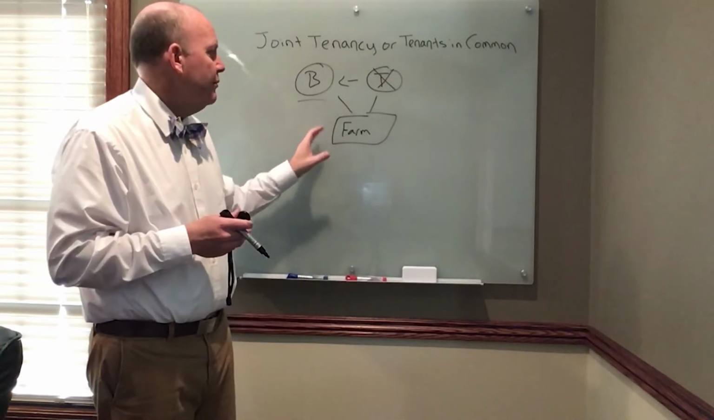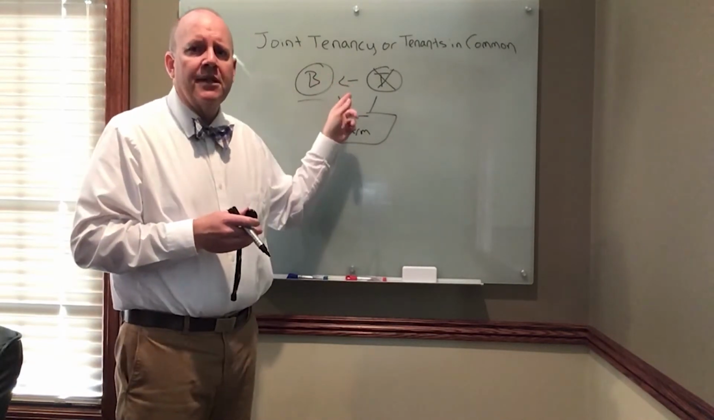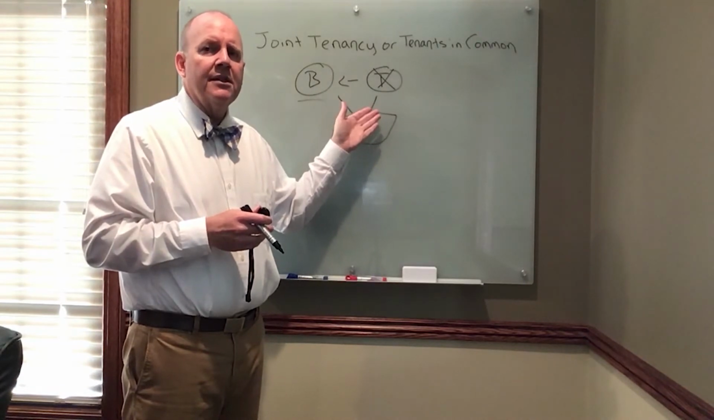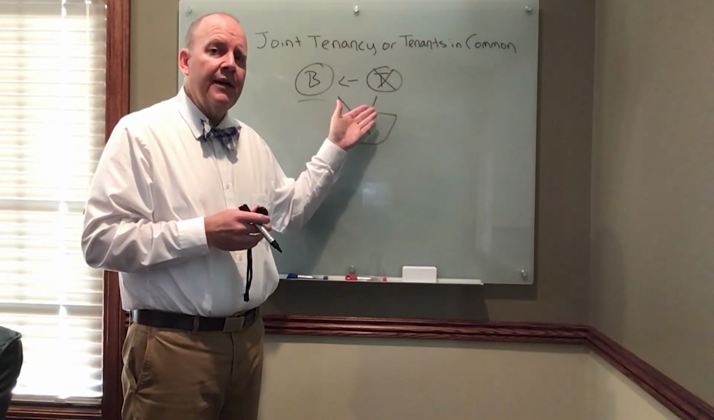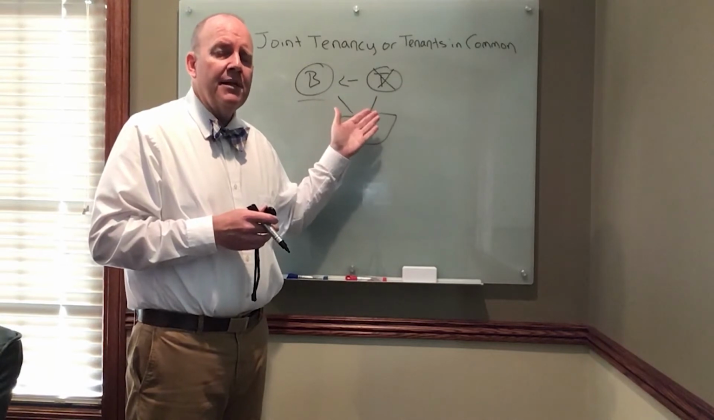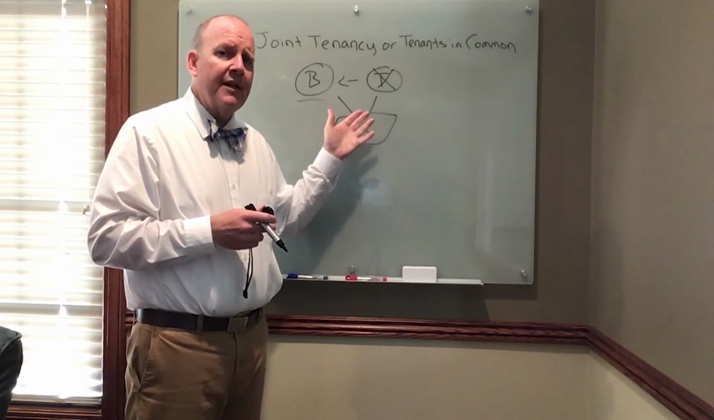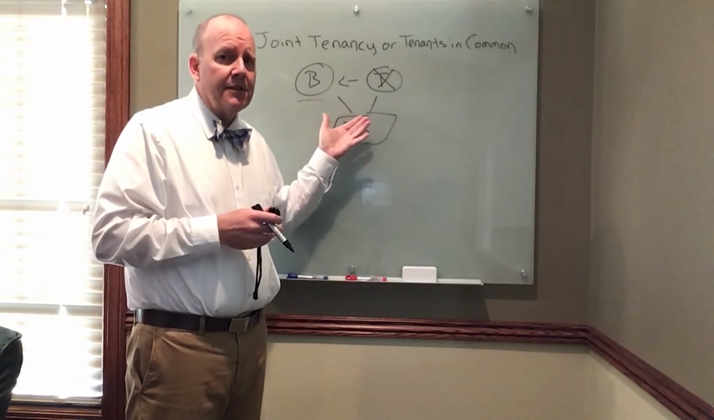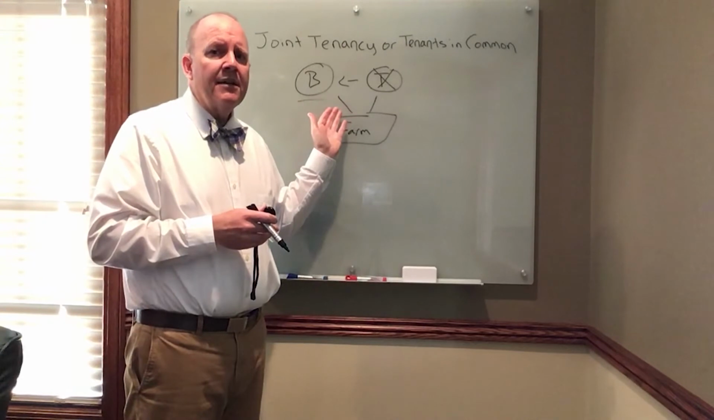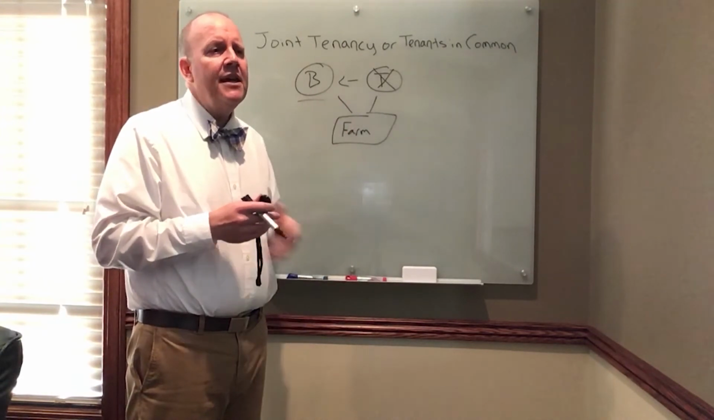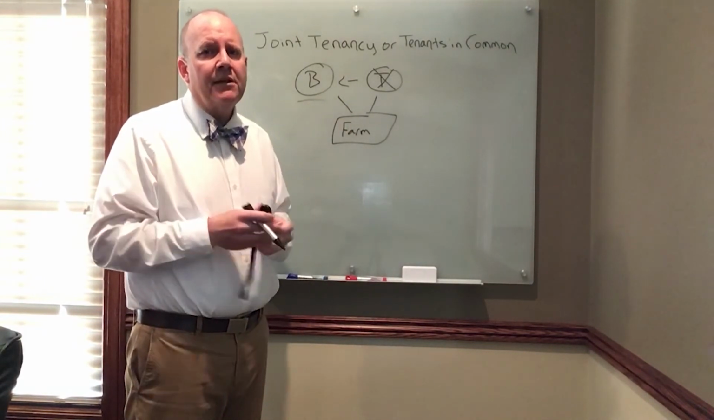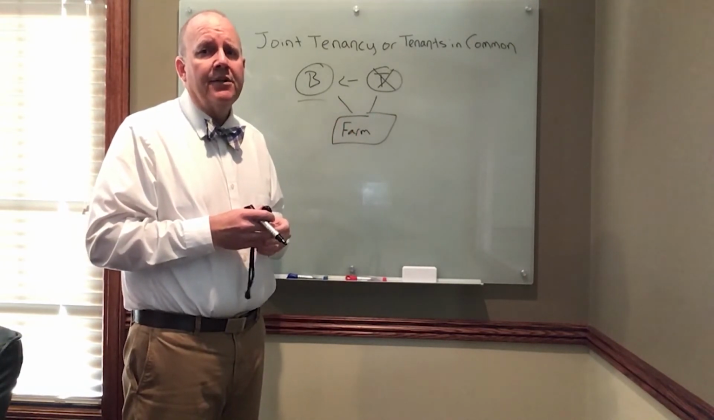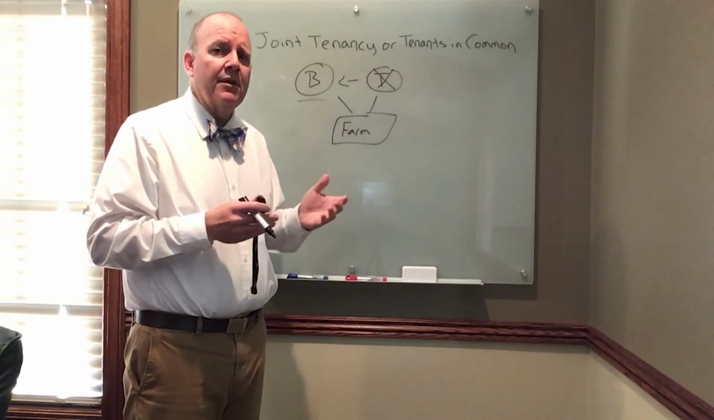Oftentimes I get folks that want to avoid probate, so they'll throw a son or a daughter on as a joint tenant, not realizing that now that son or daughter is going to get the whole thing when they pass away. That son or daughter may or may not be able to transition shares out to the other kids, and they may not be willing to do so. And above and beyond that, as long as that son or daughter is on title, if they end up with any problems, they themselves, or their creditors, could end up attaching their interest in the property and creating all sorts of problems.